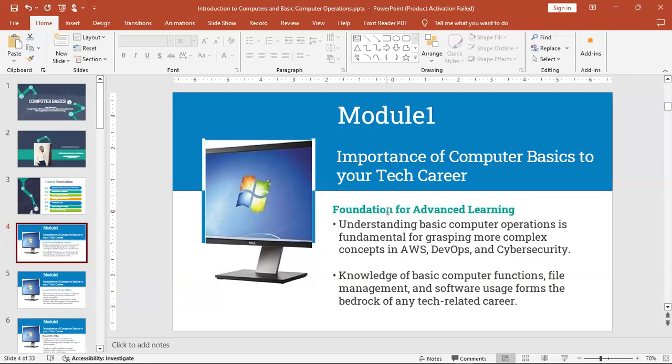The first thing that we'll know about is a foundation. It is a foundation for advanced learning. Understanding basic computer operations is fundamental for grasping more complex concepts in AWS, DevOps, and cybersecurity.